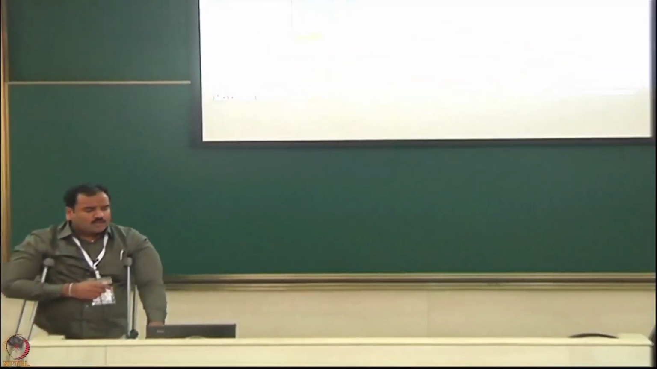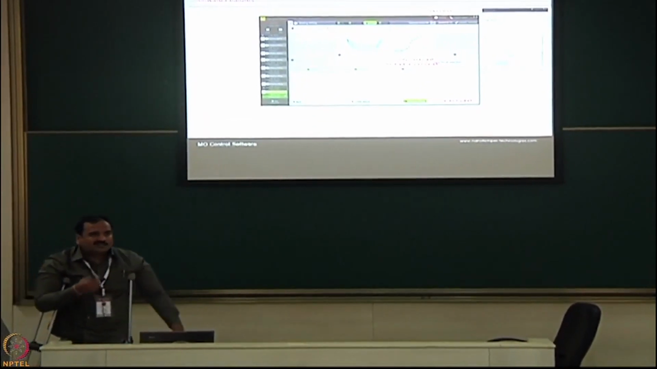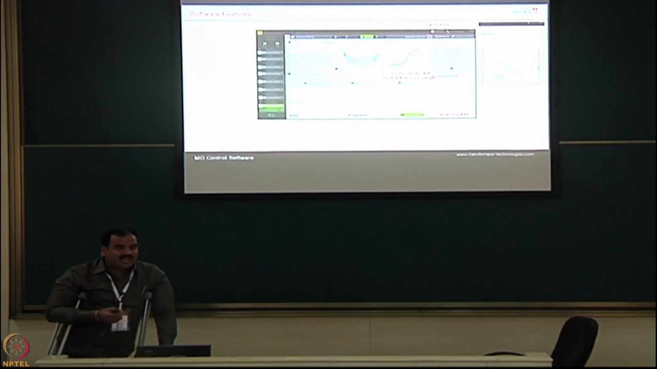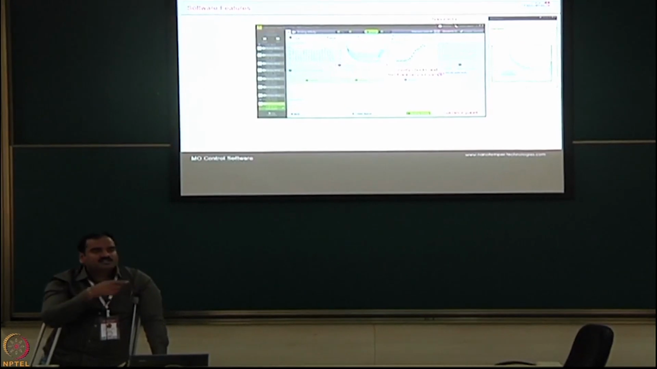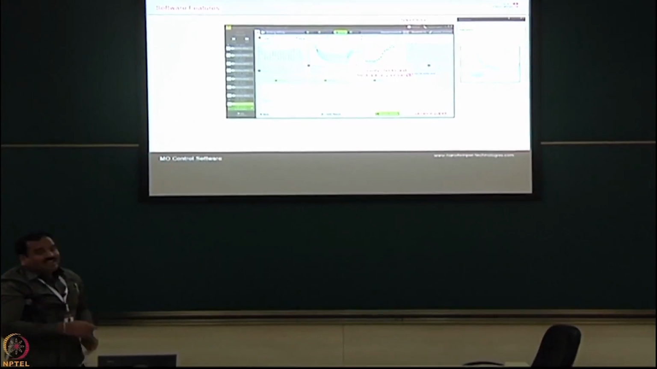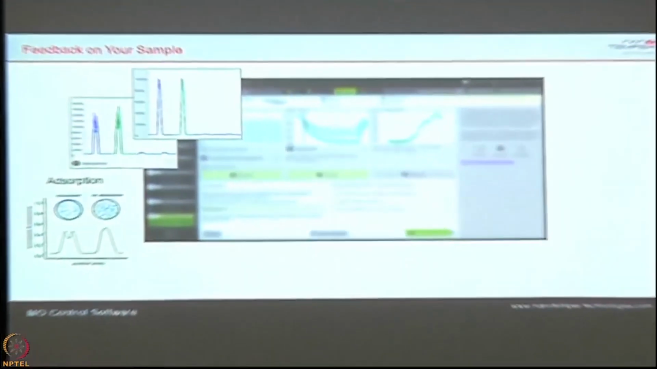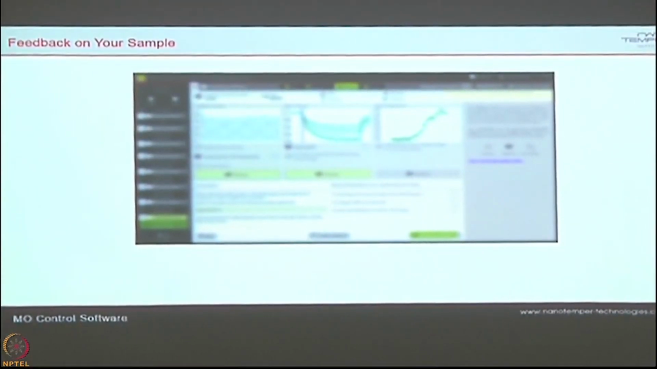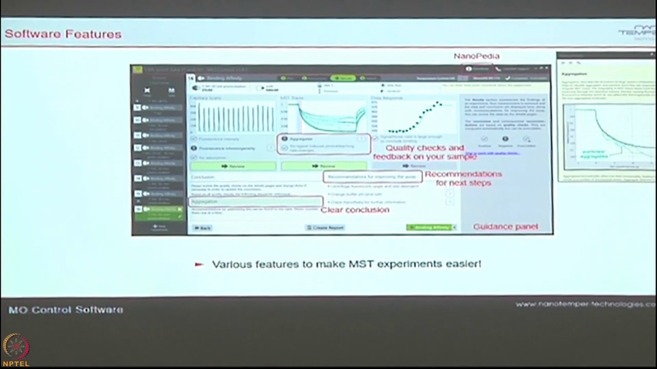Suppose your samples are making aggregates. Suppose at a particular concentration, when it is interacting with the ligand, it becomes an aggregate. Then the sample will be non-homogeneous, and the thermophoresis behavior will also be very random. The curve looks very random. I'll just show how it looks. See, whenever there is aggregation, you see here that the curve is completely wavy. So like this we can always judge the aggregation of your sample qualitatively.